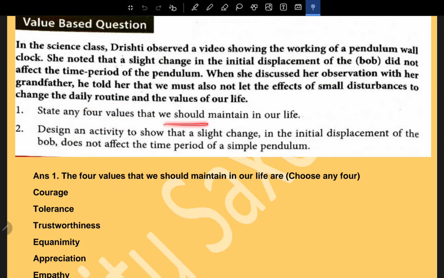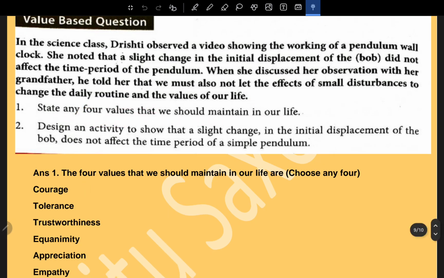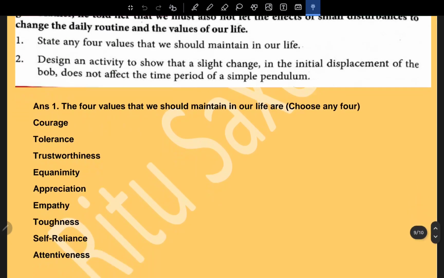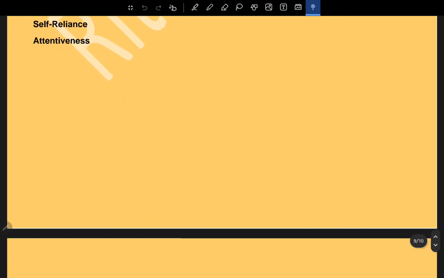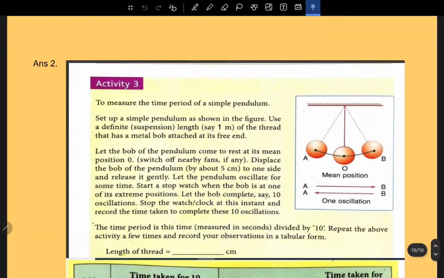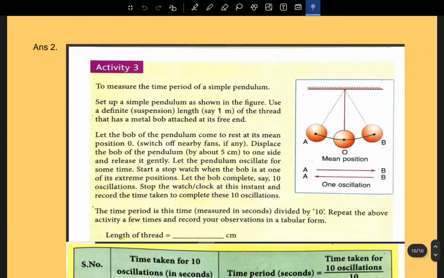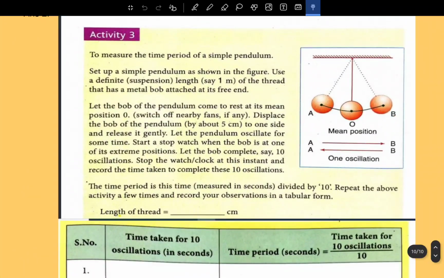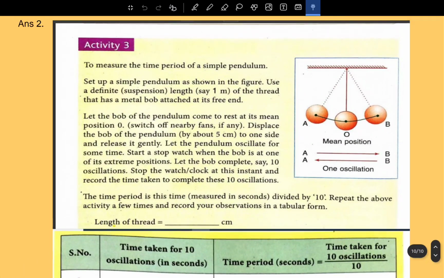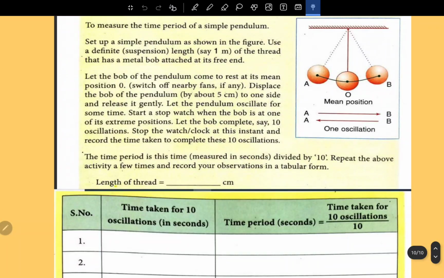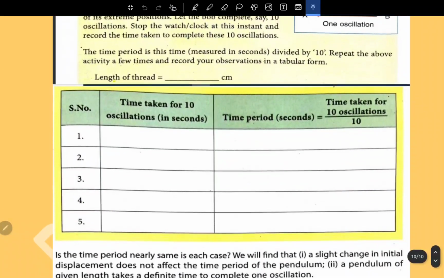So 4 values that should be maintained in life are courage, tolerance. So you can choose any 4. There are so many values that we should imbibe, and by this we can take any 4 out of these. And again the third is the small difference doesn't make any difference to the time period of the pendulum.